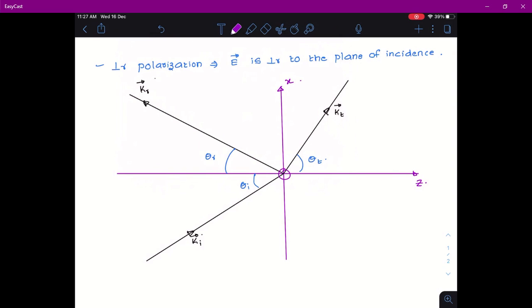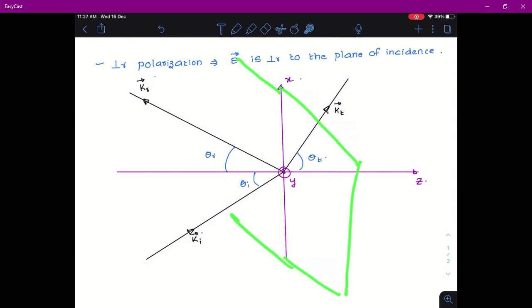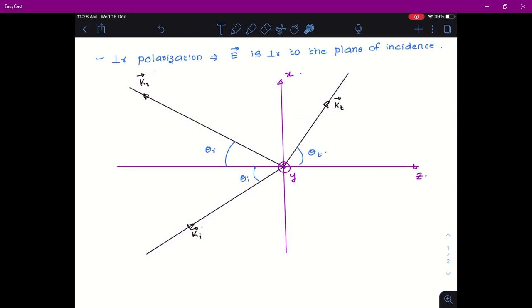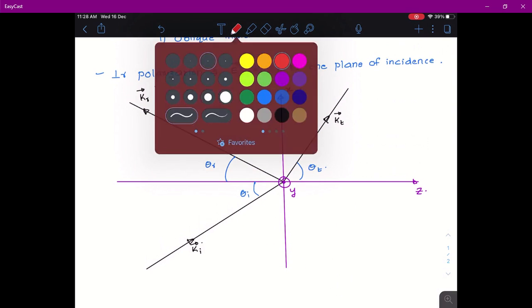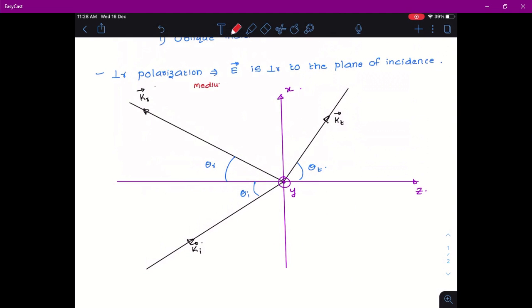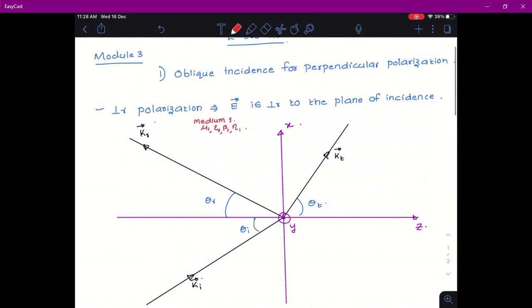We have another axis which is y, which is directed towards you. So, basically you have the boundary like this, and the light is incident on this boundary, and y is pointing towards you. Now, this is medium number 1, where you have mu 1, epsilon 1, beta 1, eta 1, etc. This is medium number 2, mu 2, epsilon 2, beta 2, eta 2, etc.